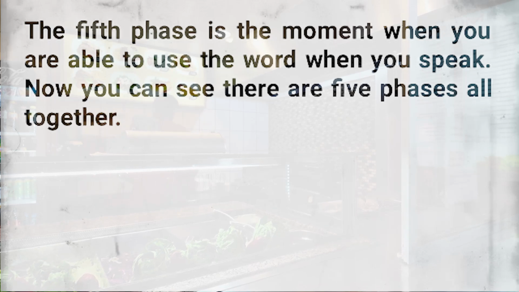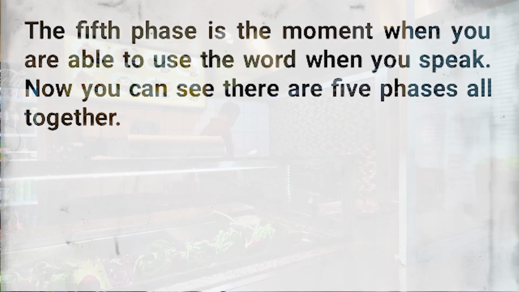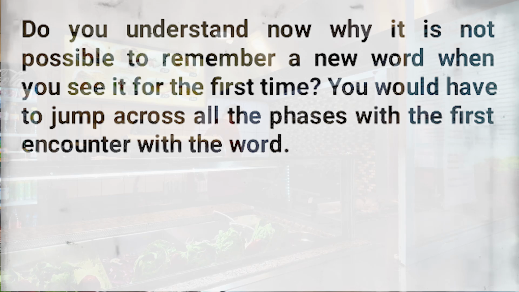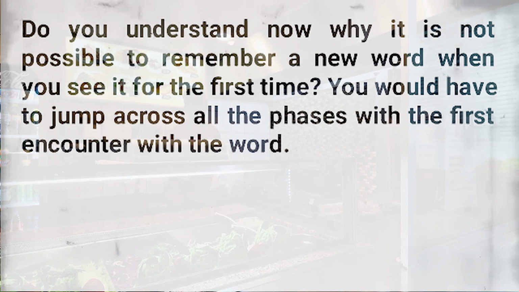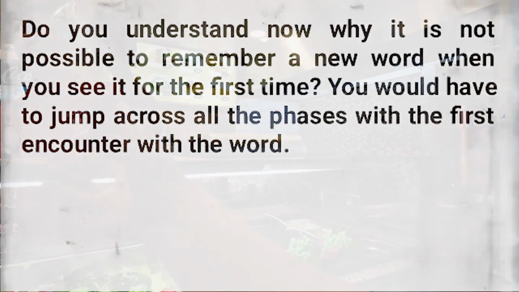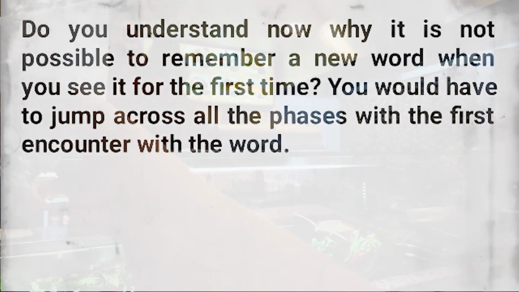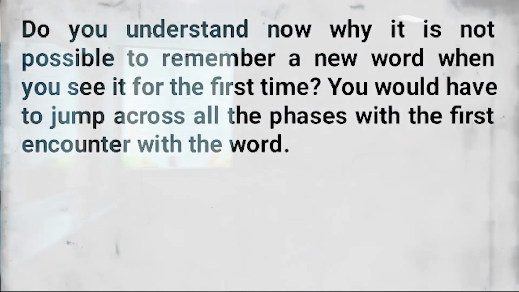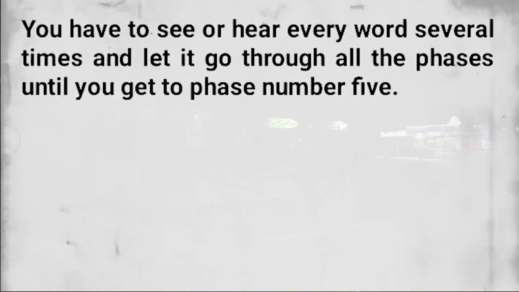Now you can see there are 5 phases altogether. Do you understand now why it is not possible to remember a new word when you see it for the first time? You would have to jump across all the phases with the first encounter with the word. You have to see or hear every word several times and let it go through all the phases until you get to phase number 5.